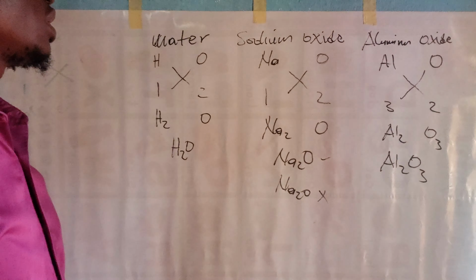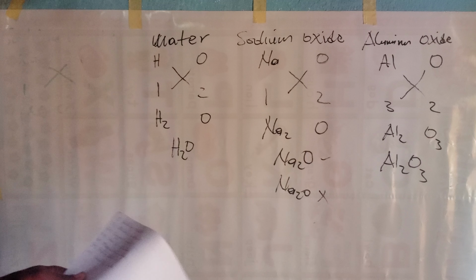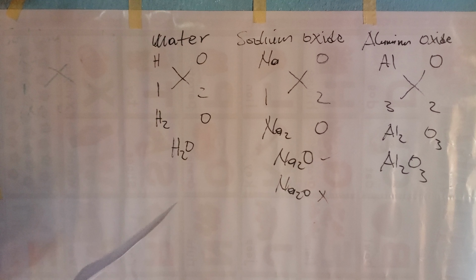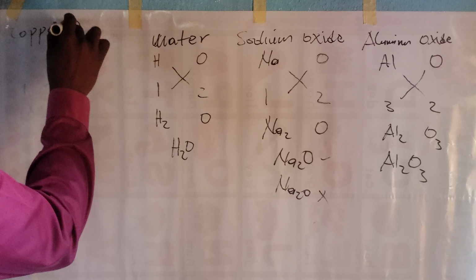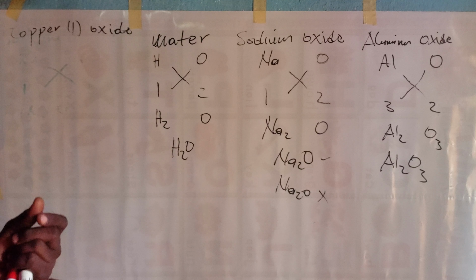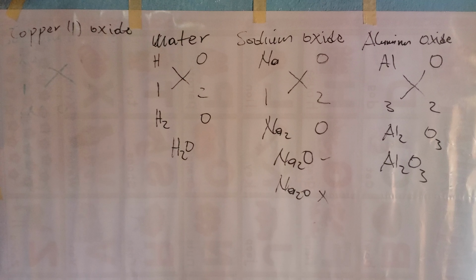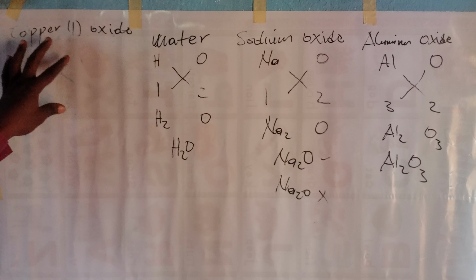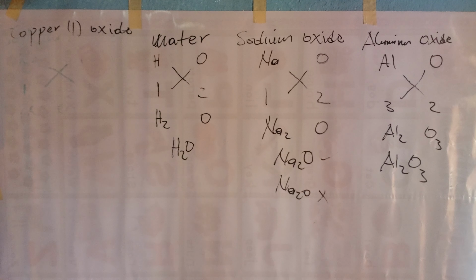We have solved 2 examples because this one is just a test case. Now we have another one again, which is copper 1 oxide. For any compound involving a number in the middle, just after the metal, that number represents the valency of that element or the metal.